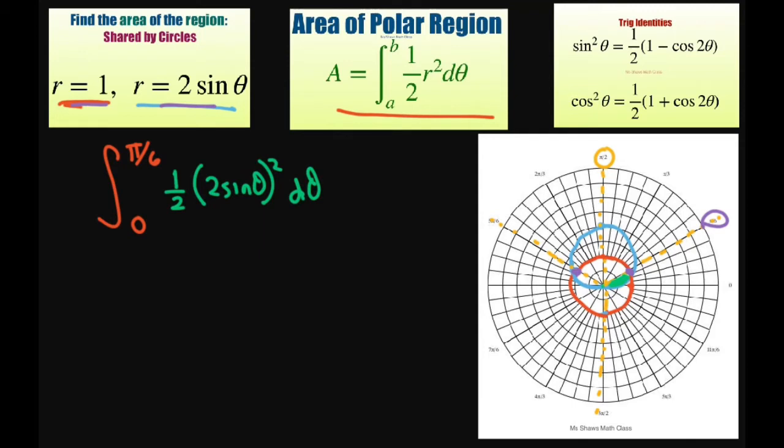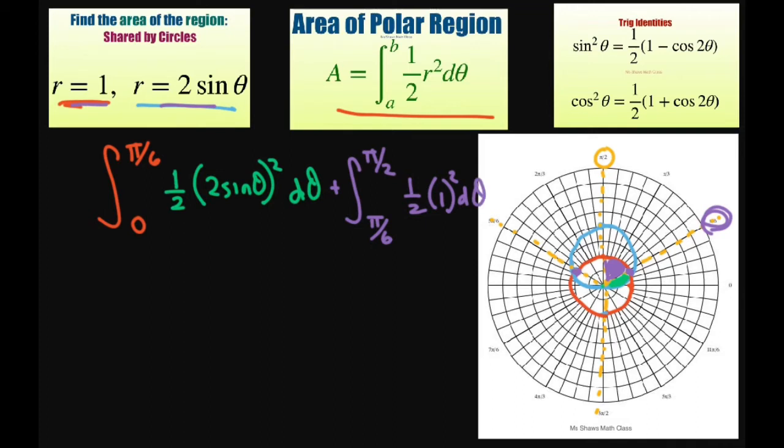Now for the other part, let's do some purple. This area is going to be for pi divided by 6 to pi divided by 2, so we're going to add that. This is going to be the integral from pi divided by 6 to pi divided by 2, 1/2 of 1 squared d theta.